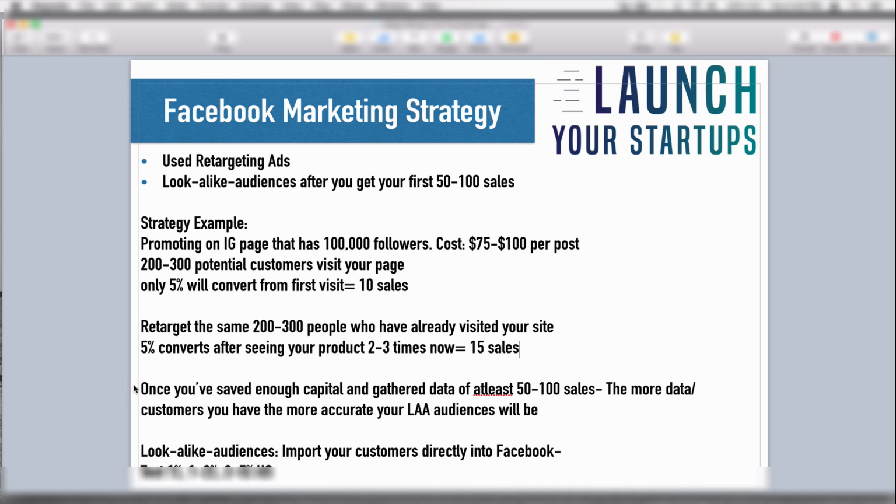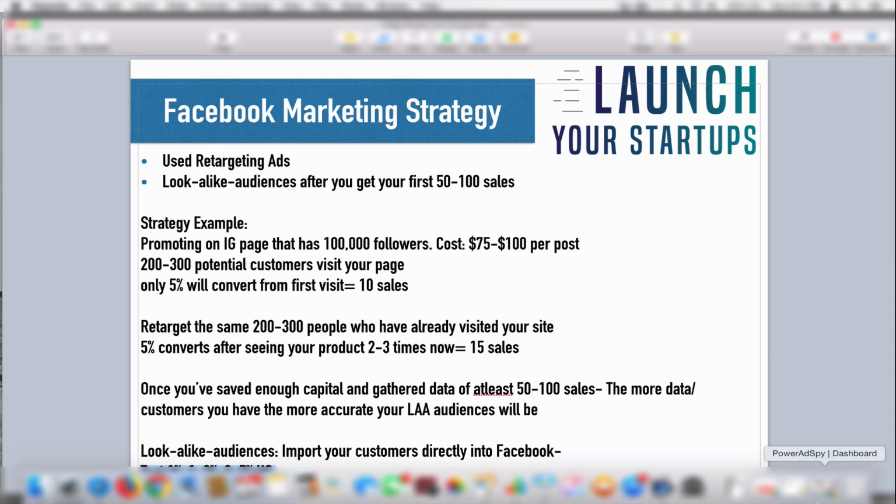So now say you have enough capital and you've gathered enough data and you have about 50 to 100 sales. The more sales you get, the more data you have, and the more accurate your lookalike audiences will be. So now you take that lookalike audience and you basically say, out of those 50 to 100 people that I've sold to, Facebook, I want you to do the work for me. I want you to find similar people that have already purchased from me. And then that's how you start testing your 1%, 1 to 2%, 2 to 5% US. And that's exactly what I did for my lookalikes.